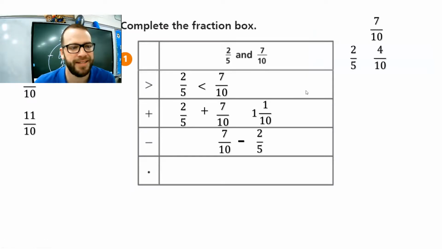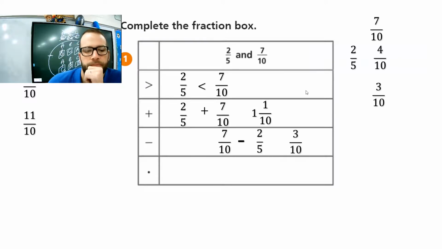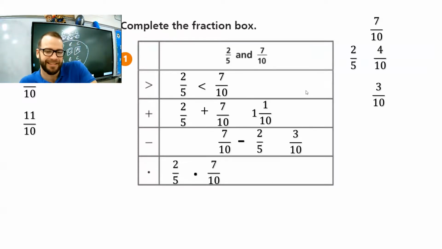Turn them both into tenths. I already did that. So 7/10 minus, oh, that's easy. It's 3/10. 3/10. Okay. Now I have to multiply. Ooh, we just learned this one.